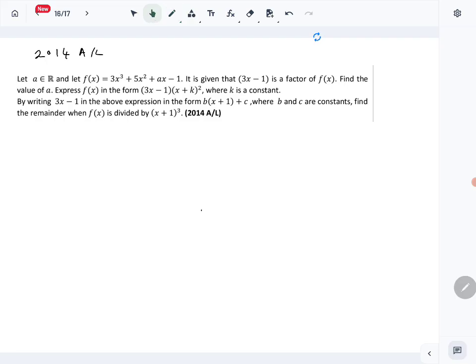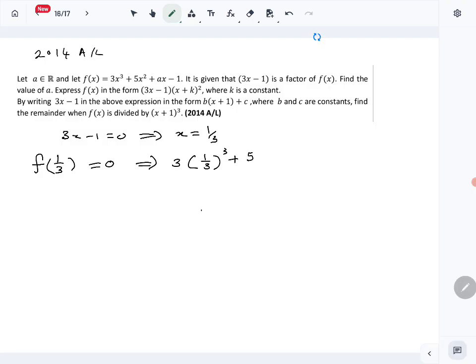So in this one, a belongs to R. Again, a cubic polynomial is given, and 3x minus 1 is a factor of f(x). So this is similar to the 2013 A-level, no? So let's find a using the factor theorem. We know 3x minus 1 is 0, that means x equals 1/3. So f of 1/3 is going to be 0 because 3x minus 1 is a factor. So then substitute that and simplify to find a.